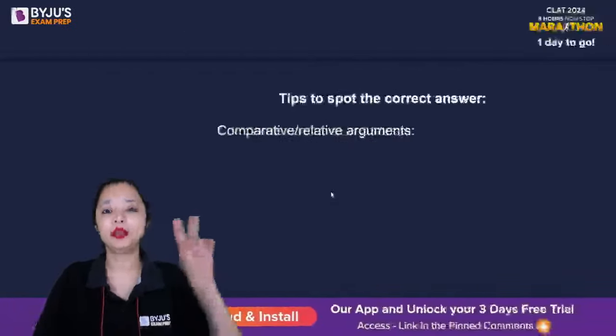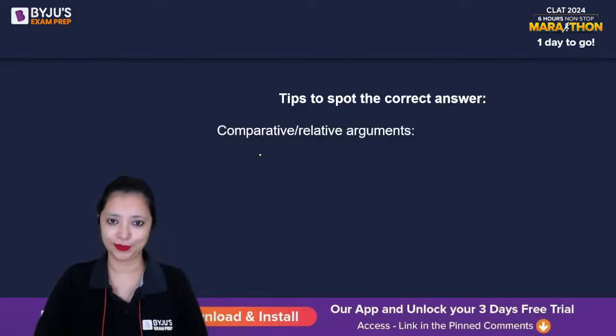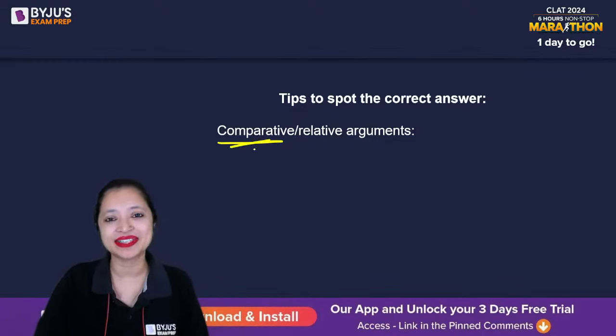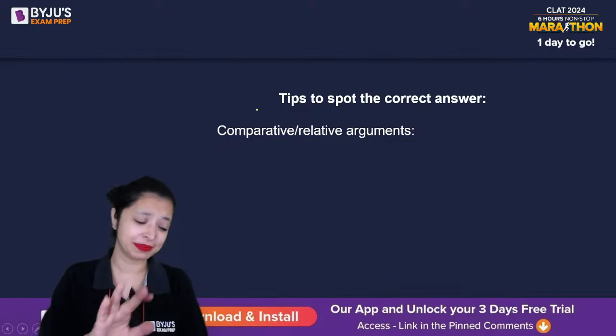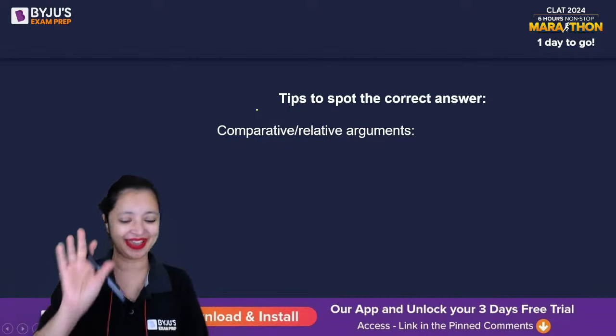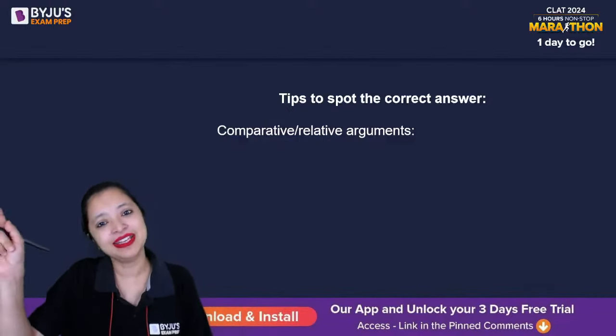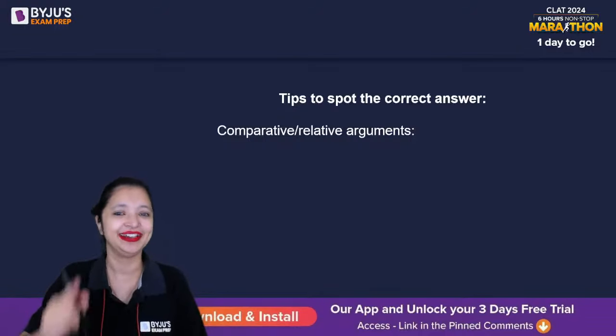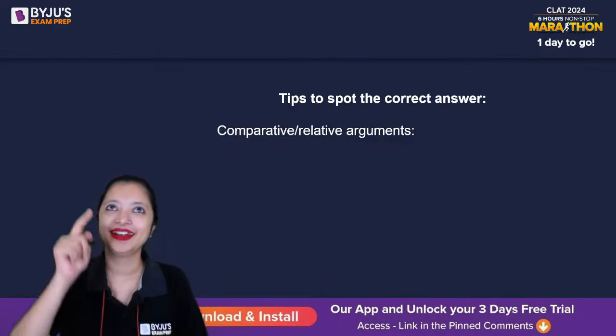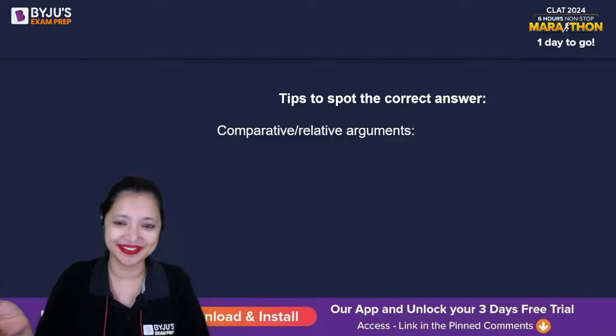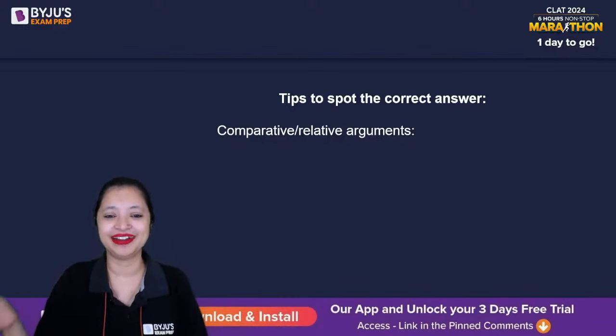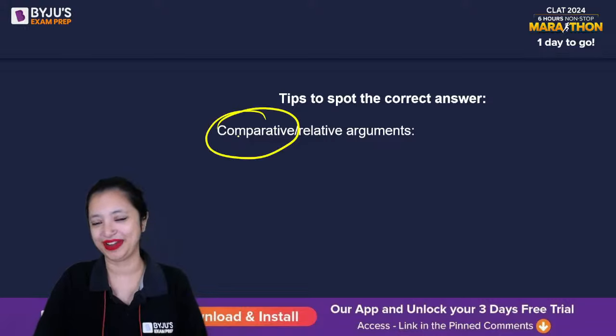Let's go to pointer number two. Any argument that compares is the weakest of all. That's my favorite example, I'm going to repeat it time and again. Sharma ji ka beta scores 99%. Should you also score 99%? Probably not. Your argument is just a comparative one.